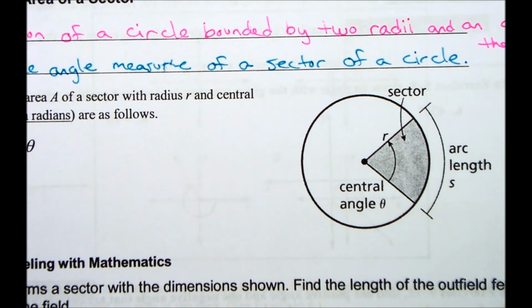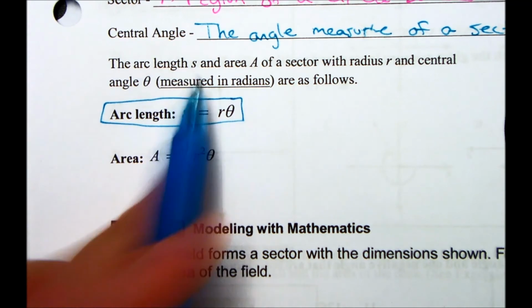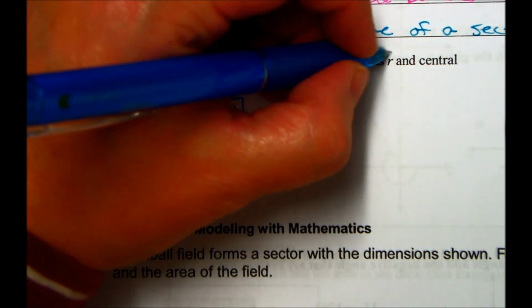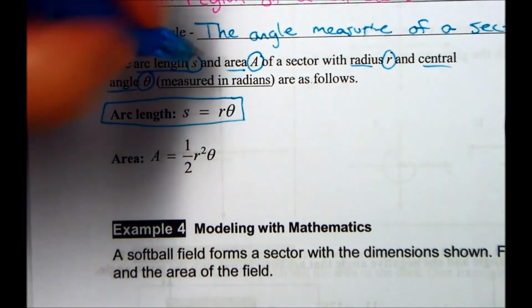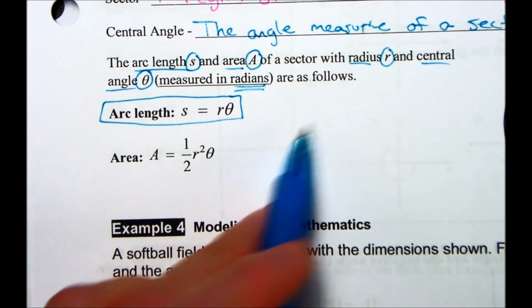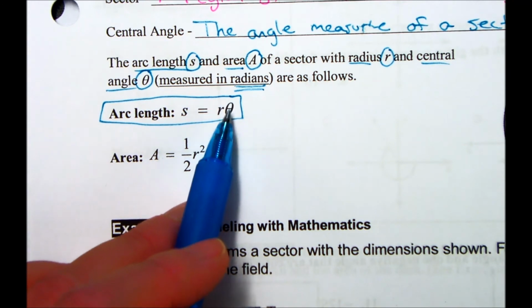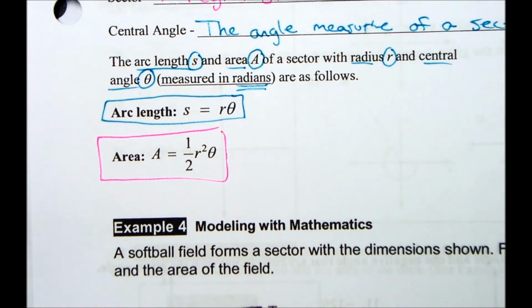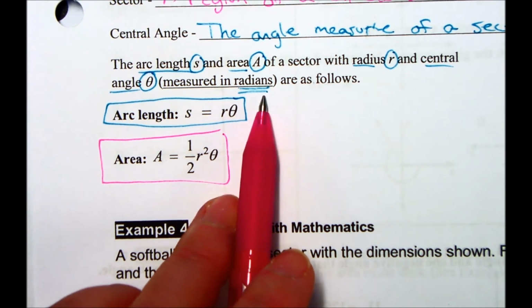There are a couple formulas that are given here. If you're trying to find the arc length, we use the variable s, I'm not sure why, and the area A of a sector with a radius r and a central angle theta that is measured in radians. So that's very important. It has to be measured in radians. So the arc length, s, is going to equal the radius times theta, the angle measure in radians. The second formula, for the area of the sector, is equal to 1/2 the radius squared times, again, that theta, but the measure of the angle has to be in radians.